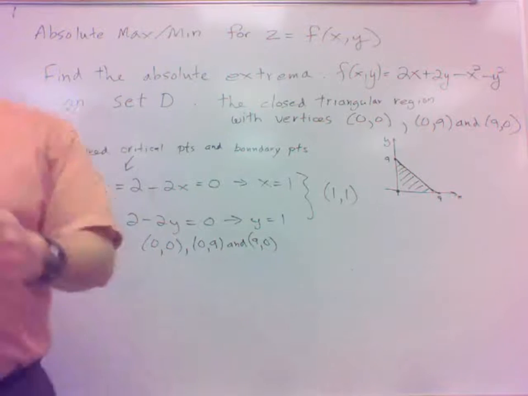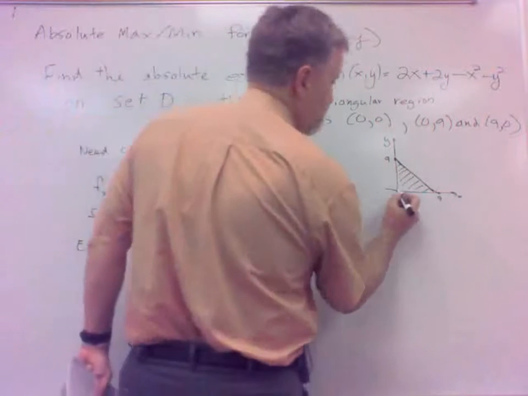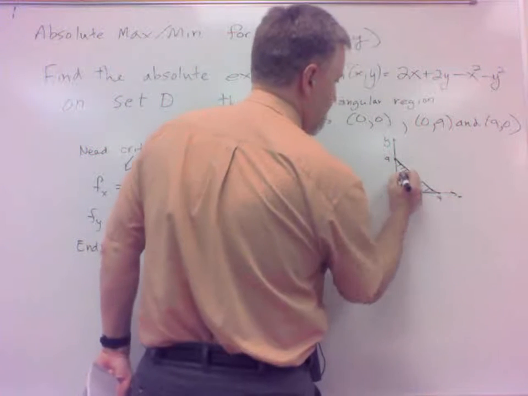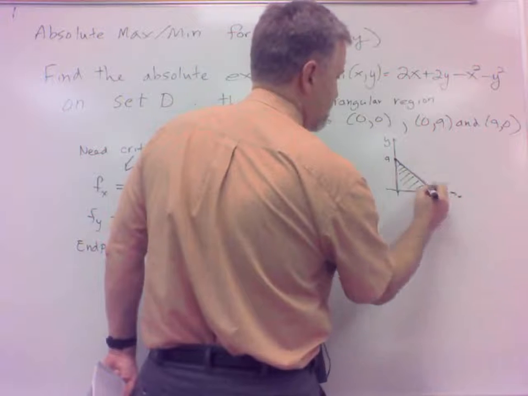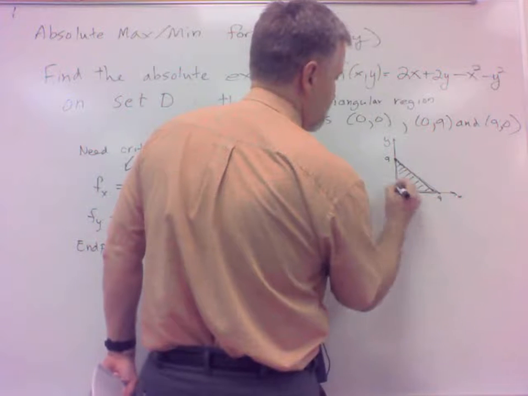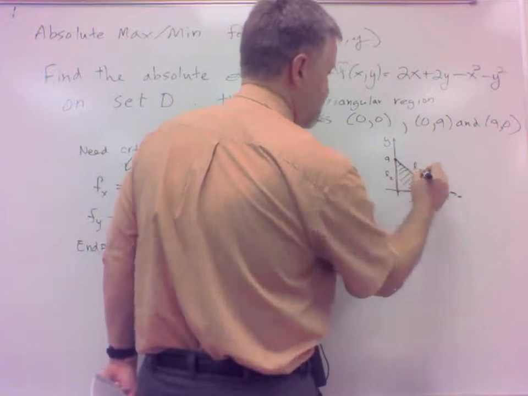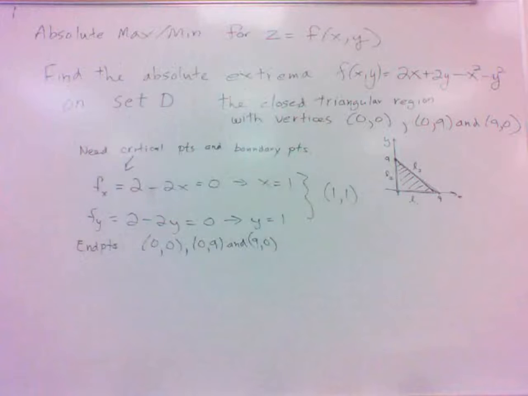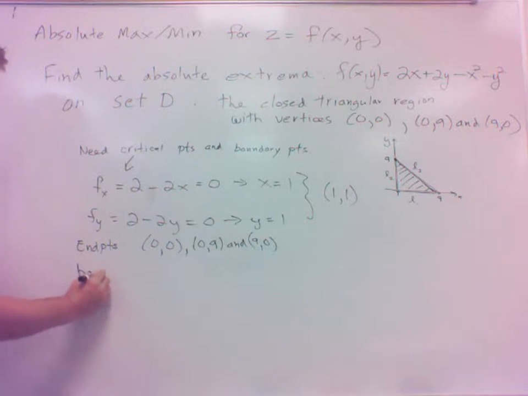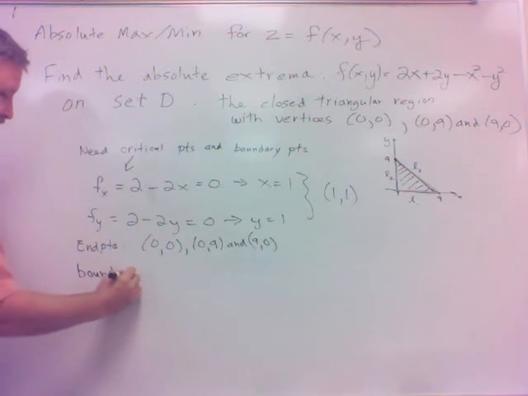But those aren't the only boundary points, right? Because there are also boundary points along these lines. Let's call this line 1, line 2, and line 3. We need to check those lines also for potential maxes and mins. So let's check along the boundaries.